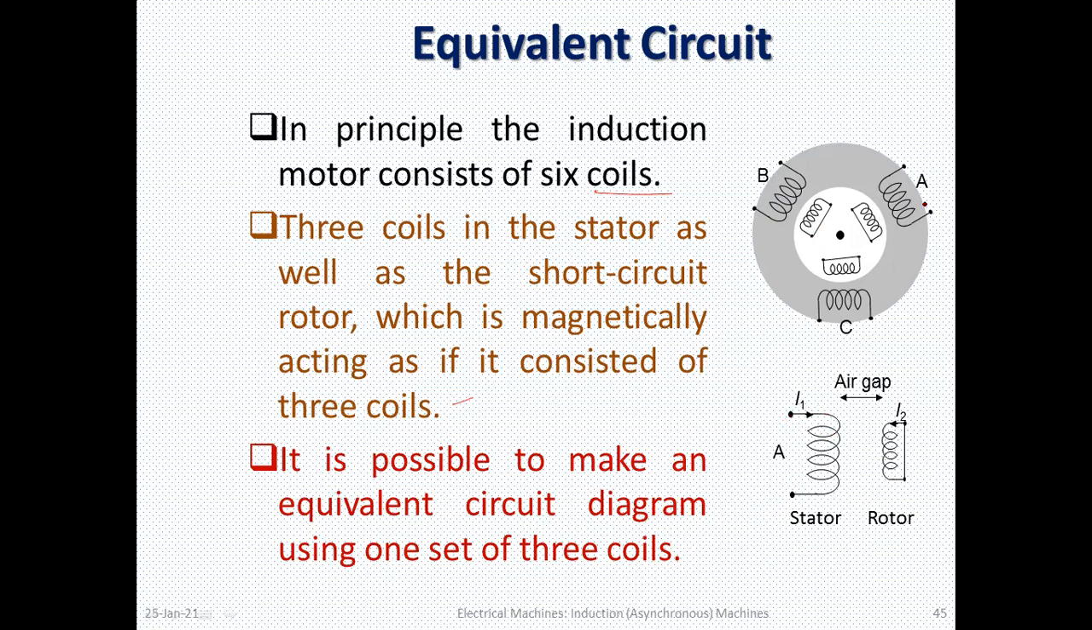I1 is the current flowing in phase A of the stator, and there is an air gap. Due to the induction principle, the rotating magnetic field of the stator cuts the rotor winding and rotor conductor and produces EMF, and that EMF produces a current flowing in the rotor, which is represented by I2, and here it is shorted. This is the rotor side and this is the stator side. So I1 current is flowing in a stator and I2 current is flowing in the rotor.